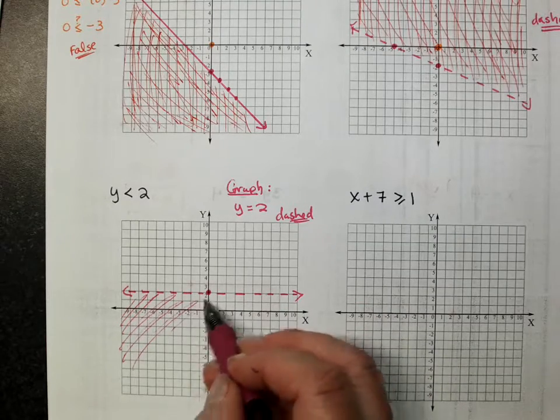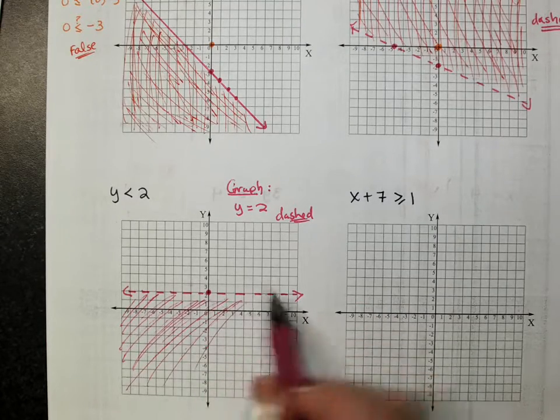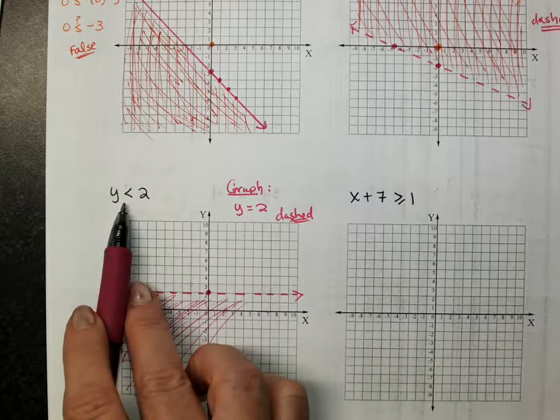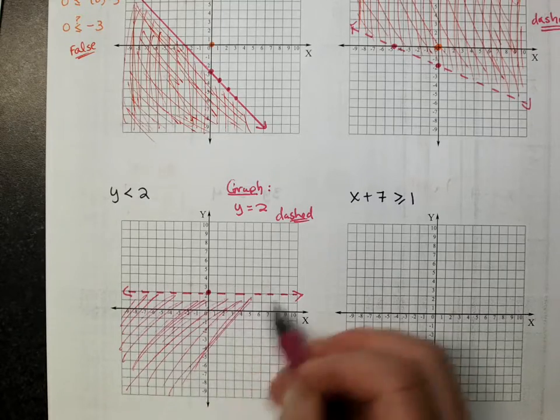Wouldn't it be a solid line since it's included? It's not, though. See how it's just less than? Yeah. Right.